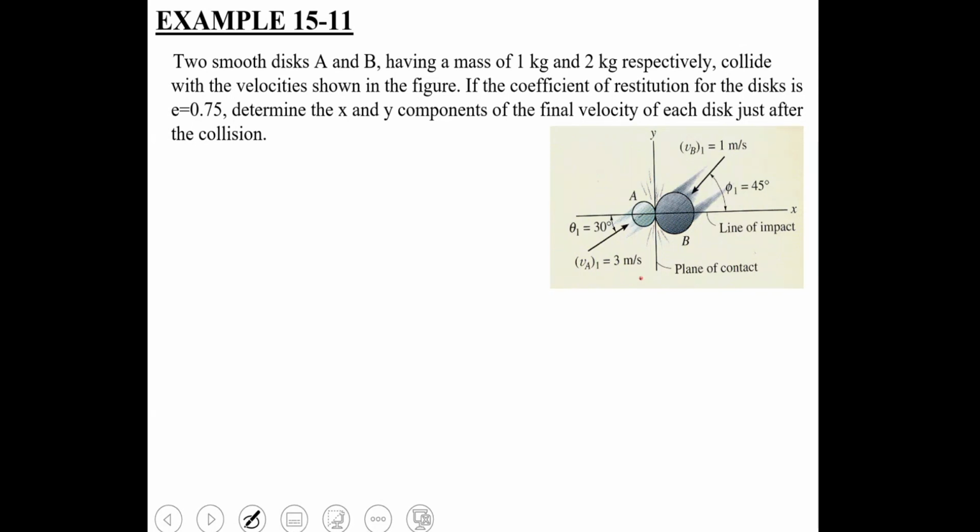These 2 particles collide together, and during collision the coefficient of restitution is given to you as 0.75. After collision, you need to find the final velocity of each disk, the x and y components of each velocity after collision. Okay, so first of all, is this a central impact or an oblique impact?